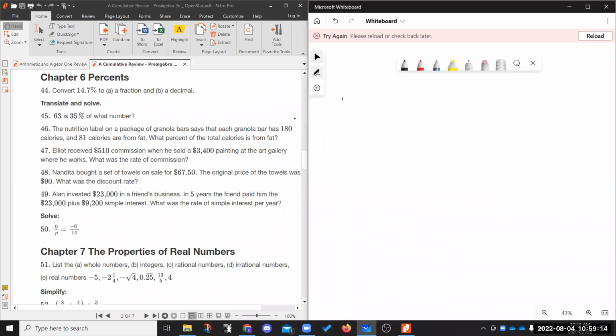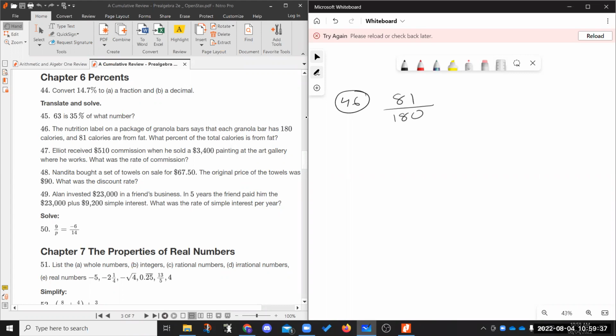Moving on to problem number 46. A nutrition label on a package of granola bars says that each granola bar has 180 calories and 81 calories are from fat. What percentage of the calories are from fat? So there's 81 calories from fat divided by 180 calories total.